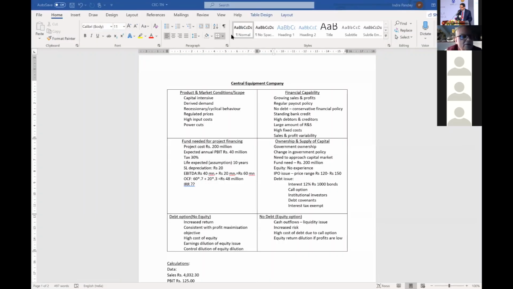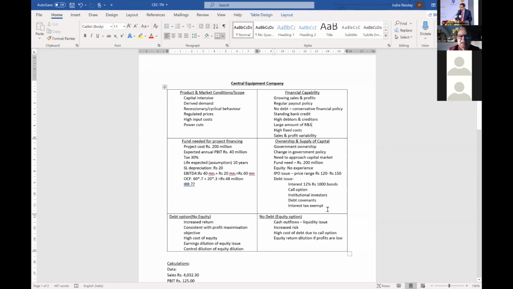Okay. So for example, if I was teaching and writing on the whiteboard, I will ask questions and write these points: product market conditions, financial capabilities, high fixed cost, large amount of reserves. So I will divide them into two parts: the favorable, the unfavorable. Then ownership. It's government owned. Government policies can change frequently, and therefore they have to go to the capital market. They have no experience of IPO, equity, etc. And these are the conditions for debt issue.